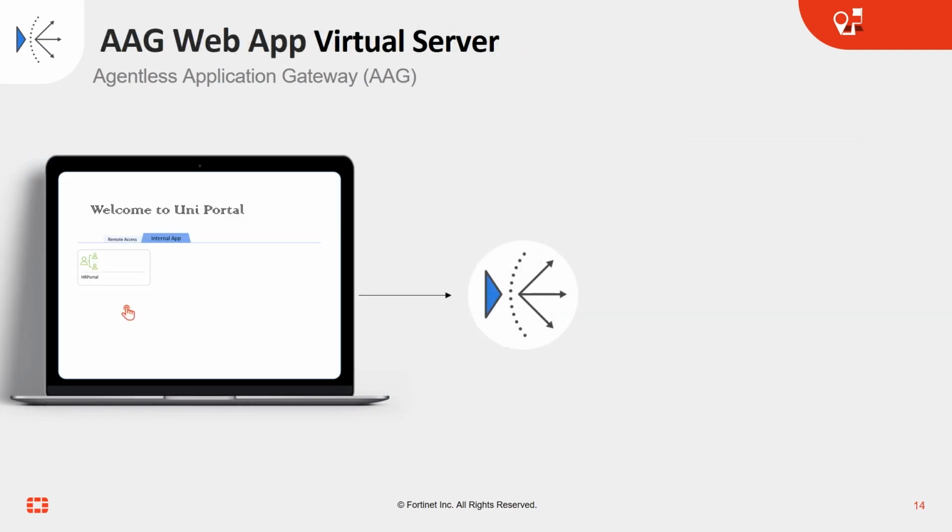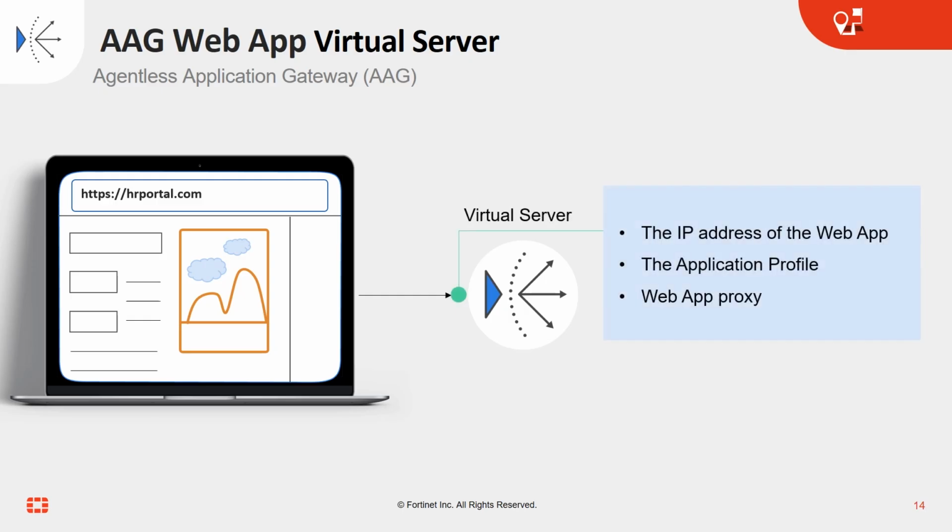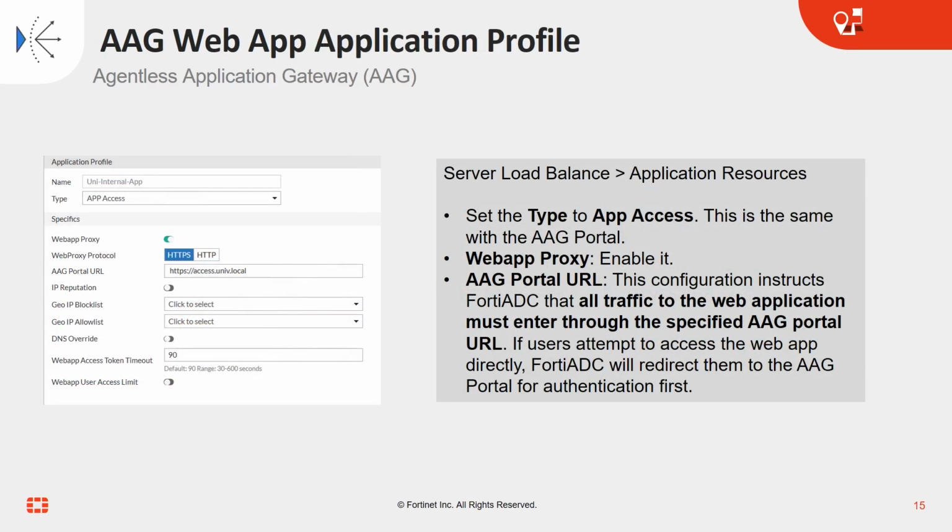If your AAG portal includes a web app internal bookmark, you must perform additional steps to create a virtual server to publish the web application. First, create an application profile for the web application. Set the type to App Access, which is specifically designed for the AAG portal and web applications and operates natively over HTTP/HTTPS. You must enable Web App Proxy and enter the AAG portal URL. It instructs FortiADC that all traffic to the web application must enter through the specified AAG portal URL.